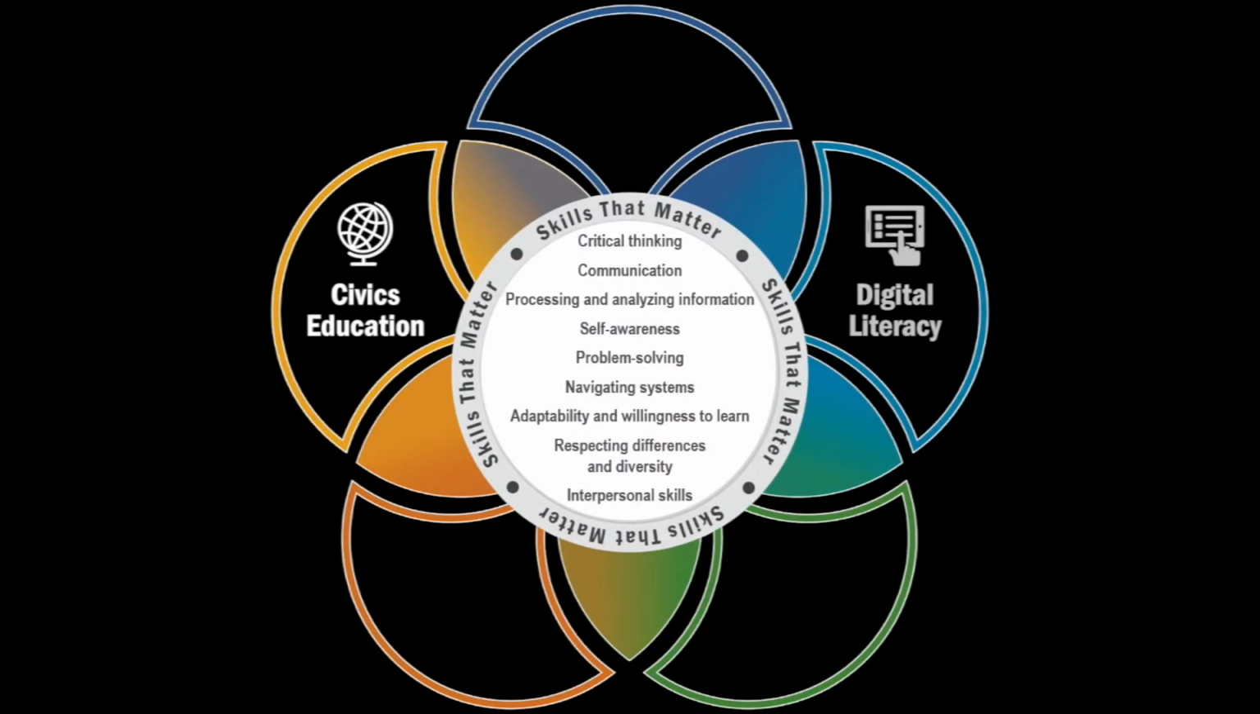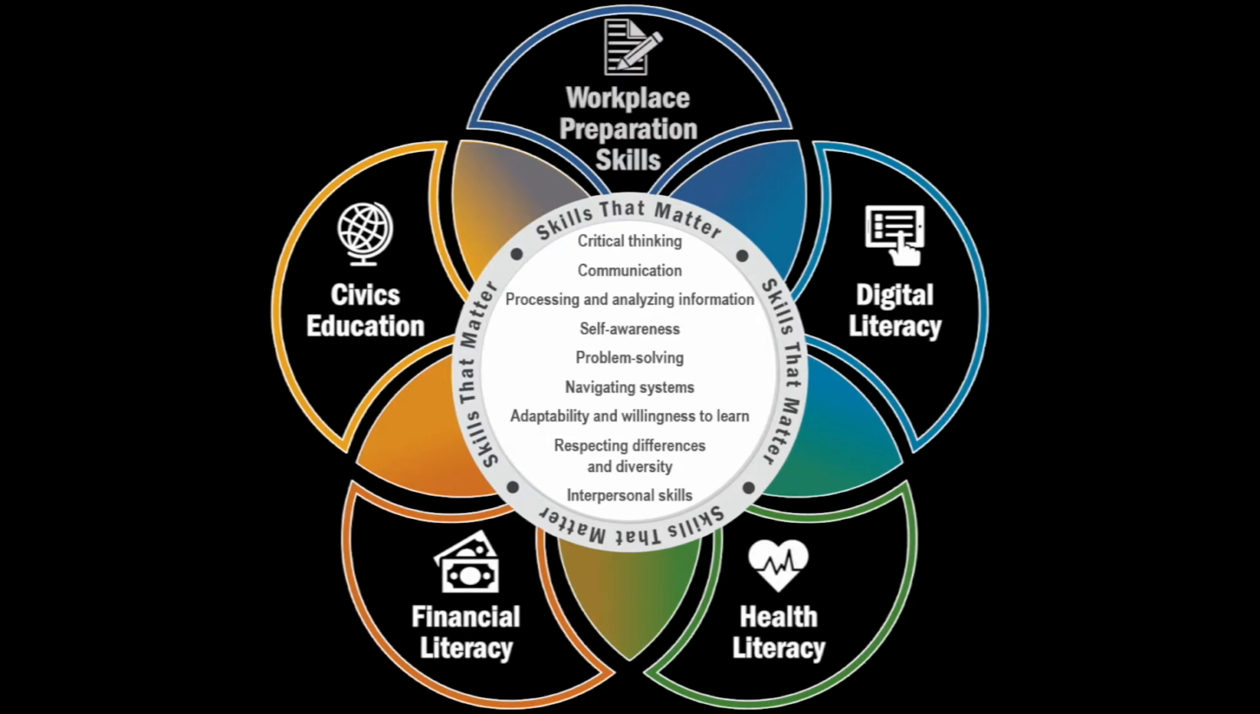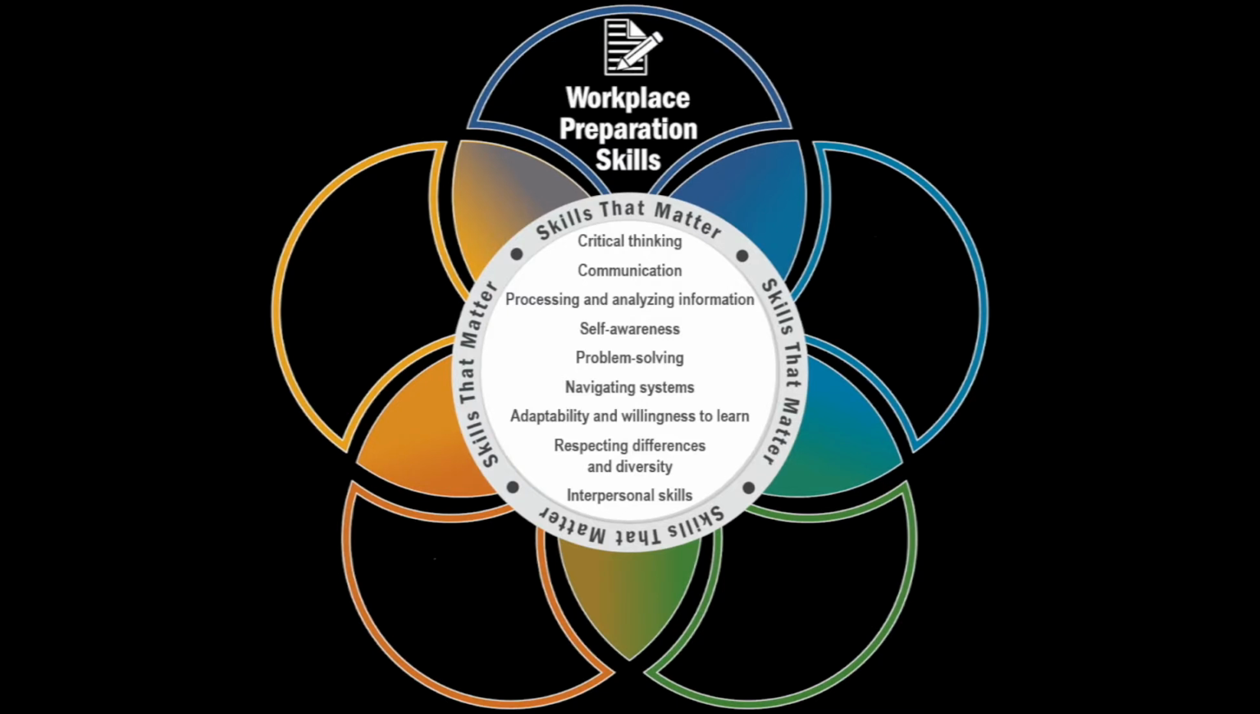Over the course of this series, we will spotlight the 5 content areas covered in the toolkit: civics education, digital literacy, financial literacy, health literacy, and workforce preparation skills. The Workforce Innovation and Opportunity Act, WIOA, identifies these as topics of critical importance for adult learners. We will share research-based best practices for teaching these topic areas effectively. This video focuses on workforce preparation instruction.